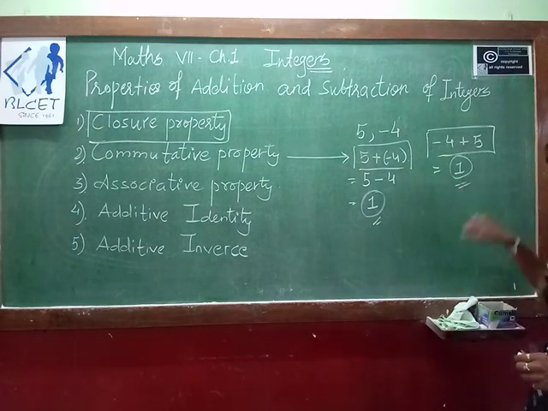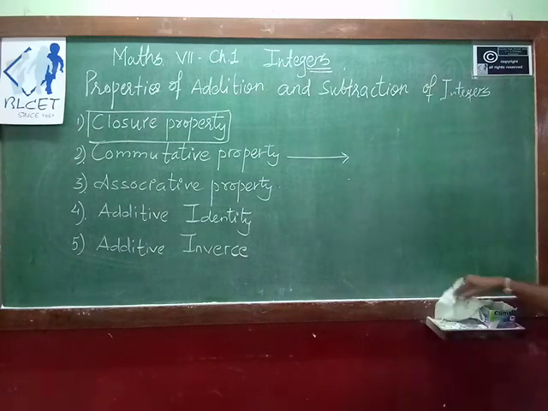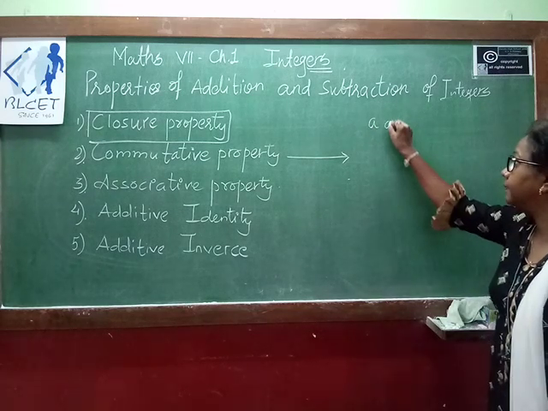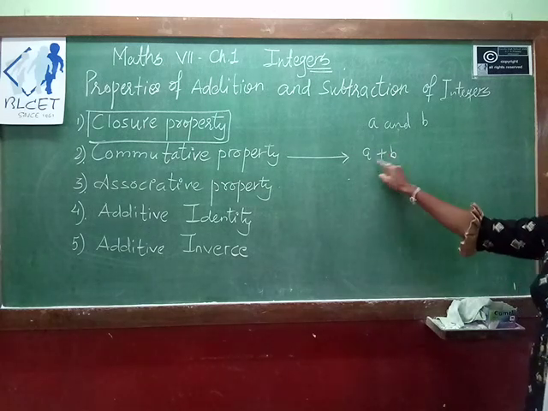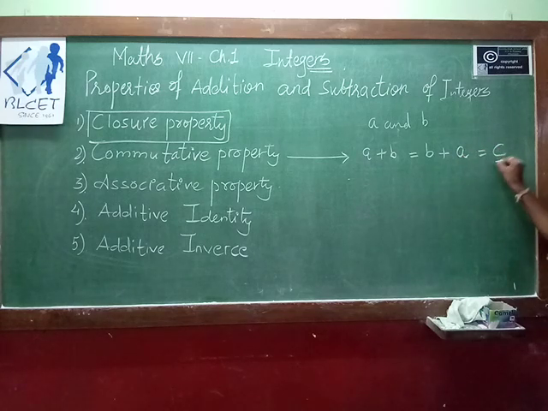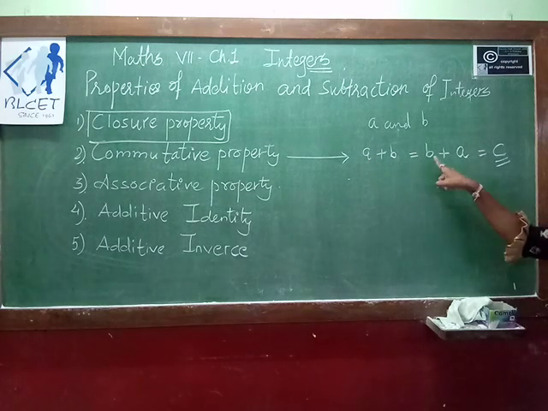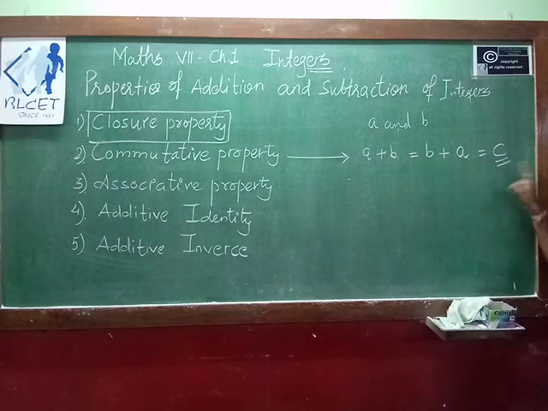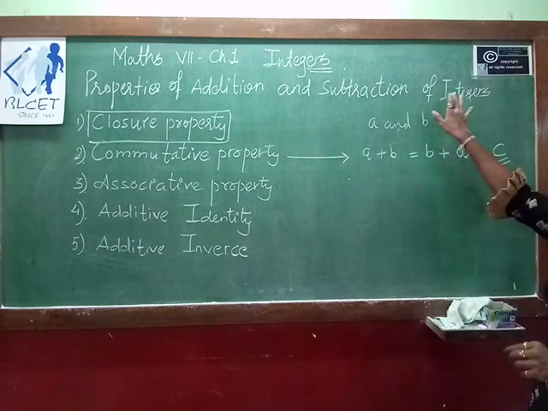So what can we say in general? Suppose we have two integers a and b, and I do the addition: a plus b is always equal to b plus a. Suppose the answer is c. I have changed the order of addition and I am getting the same answer. So this is the commutative property for addition. The commutative property holds for addition of integers.